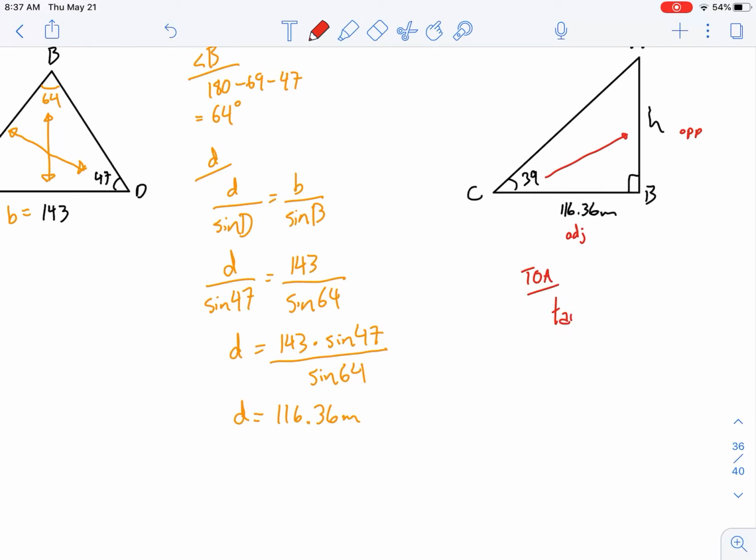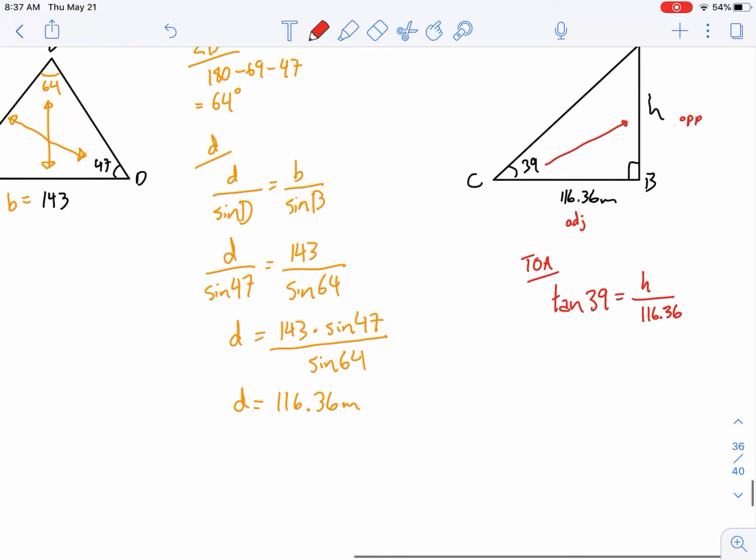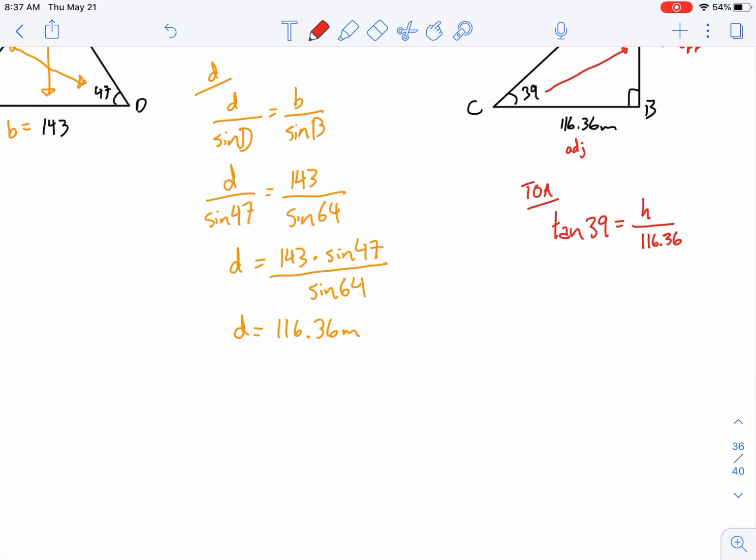So tan theta, or in this case 39 degrees, is equal to opposite, which happens to be h, over BC, which happens to be 116.36 meters. I'm going to leave out the meters there actually. So multiply both sides by 116.36 to get that out of the denominator, and we get 116.36 times the tan of 39 degrees is equal to the height of the cliff.